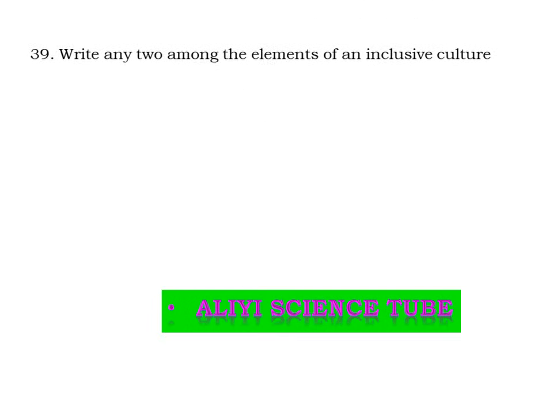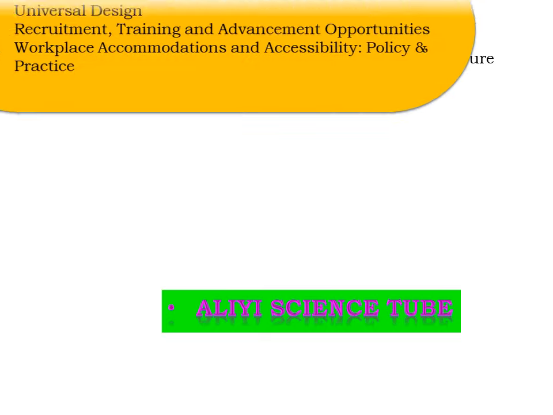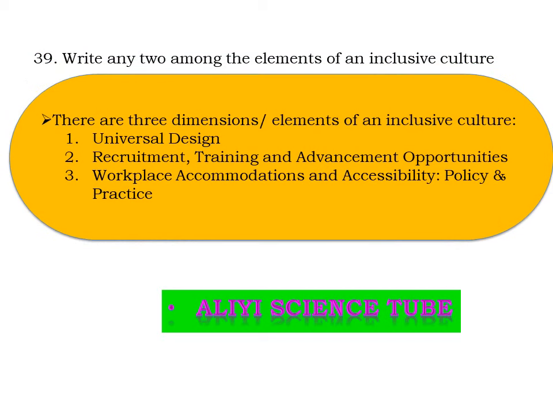Question 39. Write any two among the elements of inclusive culture. There are three dimensions or elements of an inclusive culture: the universal design, recruitment, training, advancement, opportunity, and the third one is workplace accommodation and accessibility policy and work practice.